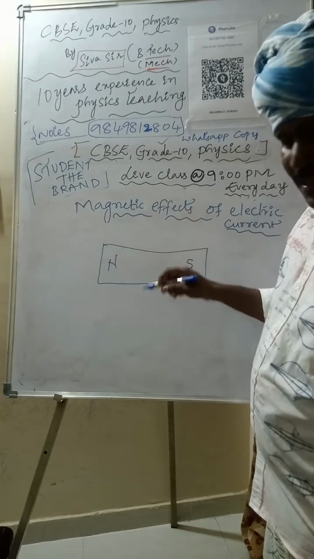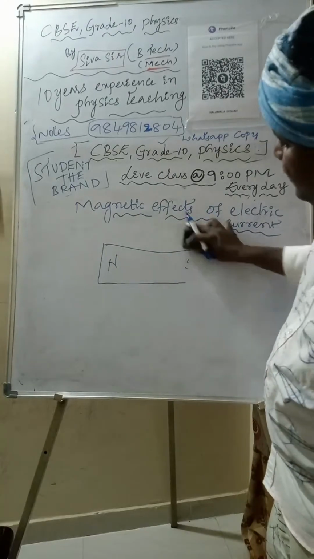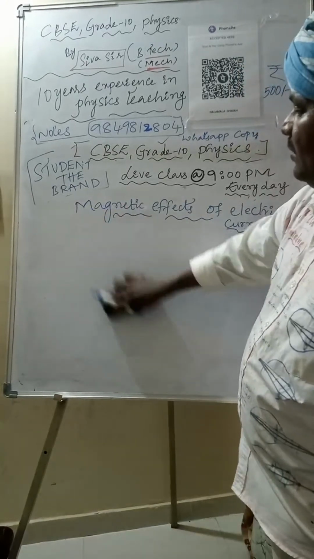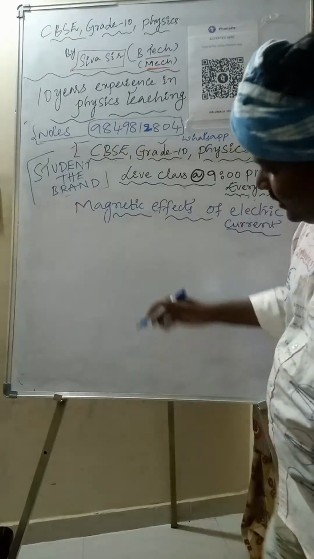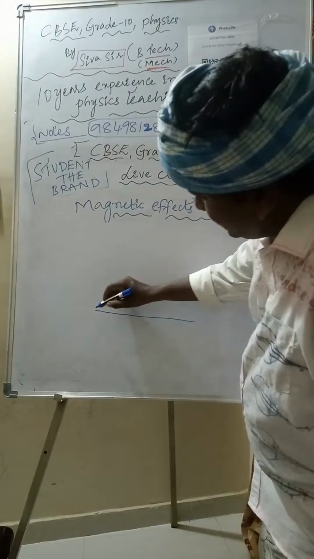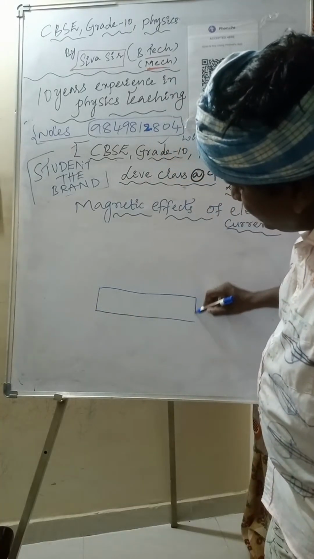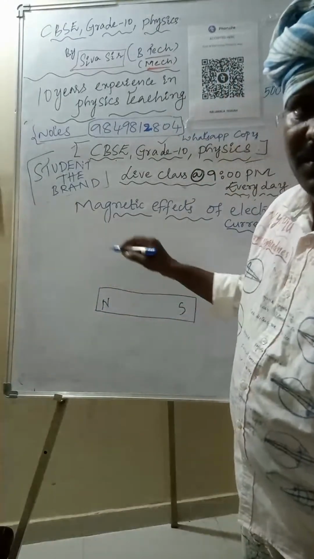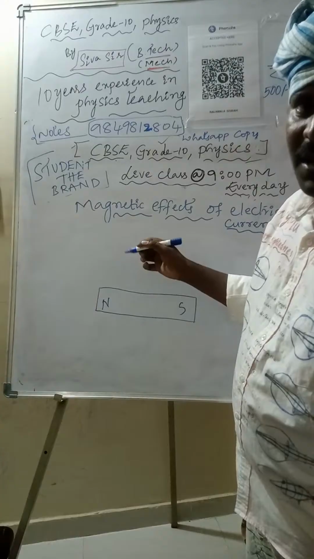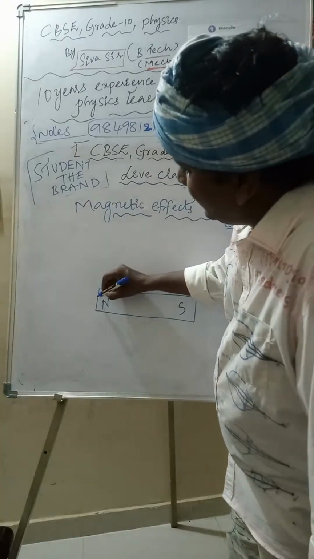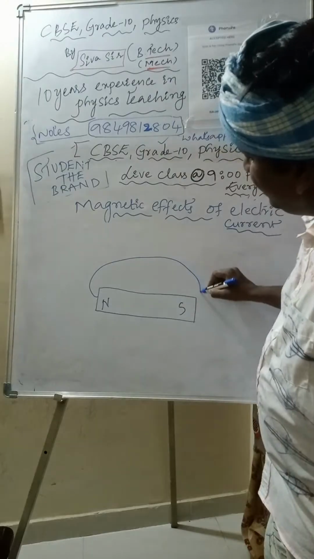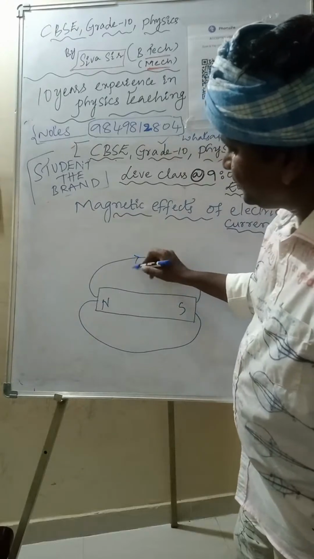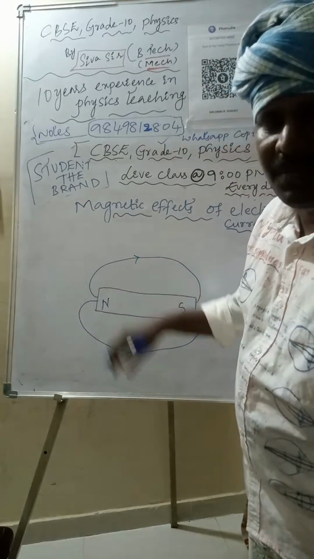Around the magnet, the magnetic field will be there. Here you can see, this is north and this is south, and around this magnet, the magnetic field will be there.